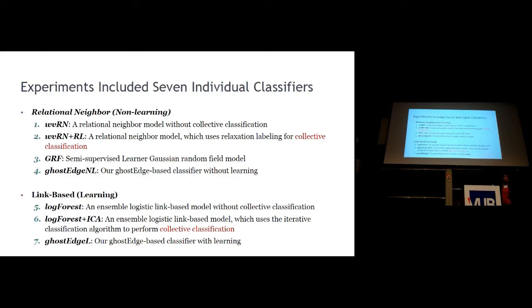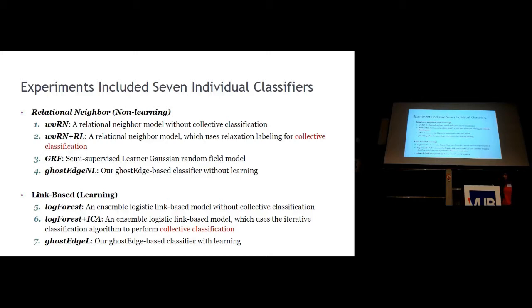The Gaussian random field is a semi-supervised approach, which assumes homophily, local homophily, and as we will see, its results are going to be very similar to this WVRN plus RL. And there's a theorem that says that the results are going to be very close. And then this is our approach. And then in terms of the link-based approaches, there's the log forest, which is just going to use 500 logistic regression models without collective classification, without the ghost edges.